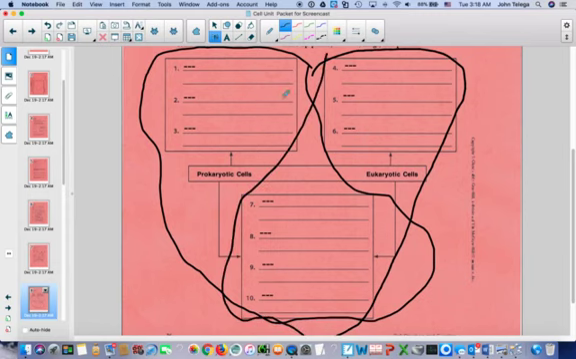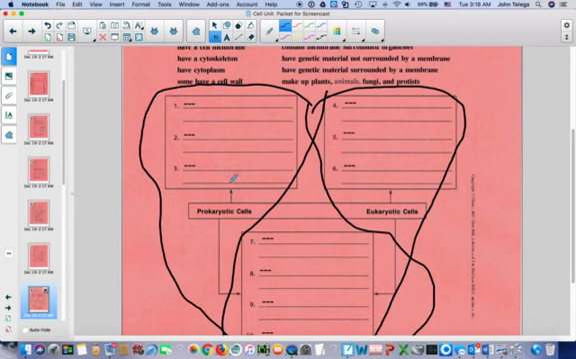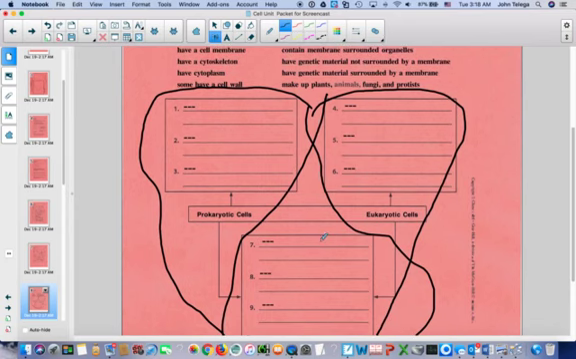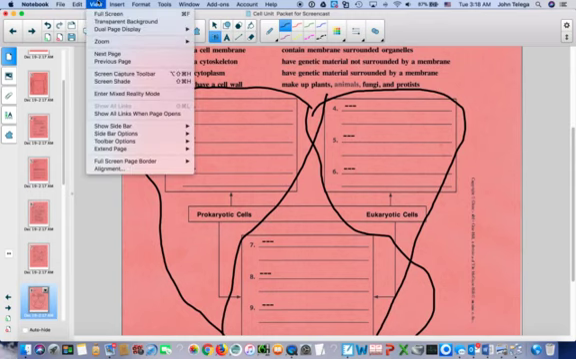So the side boxes are the things that are unique to the cells, and this bottom is the things that are shared. So this is the shared piece. These are the things that are just prokaryotic, and eukaryotic cells are these things over here. That's a really messy thing, but all right. So that's what that is.